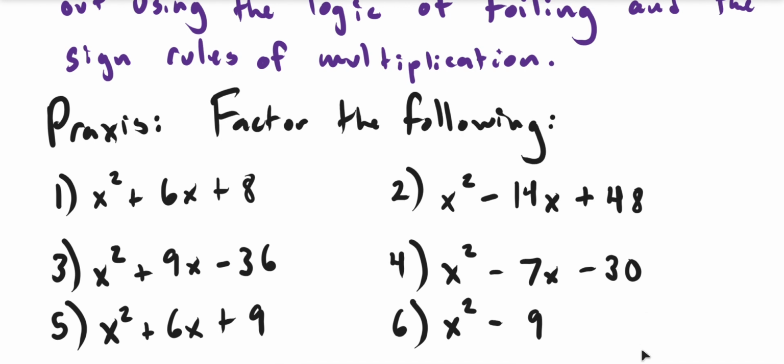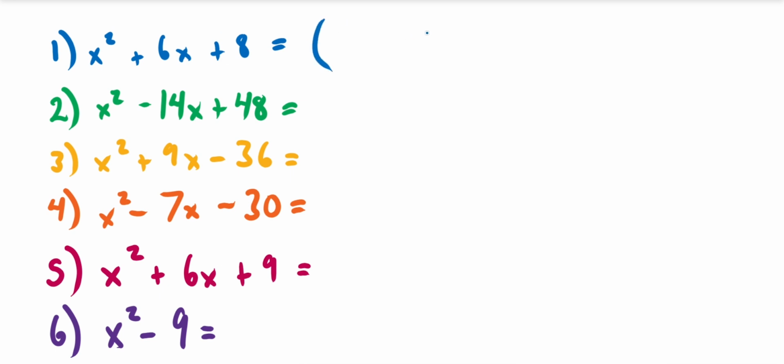Okay, let's see how you did. For the first one, I set up my parentheses. Then I say I need an x in each first position because this is a monic trinomial. There's a plus right here, so I put a plus right here. And a plus times what gives me a plus? Another plus. These signs are the same, so I'm looking for factors of 8 that sum to be 6. That's 4 and 2, and we're done.